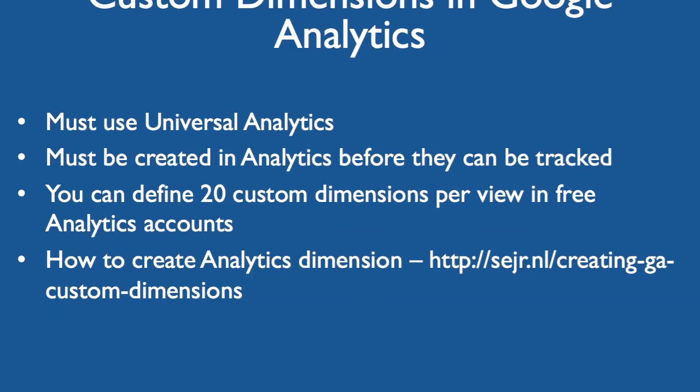And finally, you can only define 20 custom dimensions per view in free Google Analytics accounts. From my experience, and based on how we do it at SEJ, that's more than enough. We have 11 or 12 right now, and I think 20 is more than enough. Once you create one, you cannot delete it, but you can change its name and use it for something else, although the old data will still remain there.